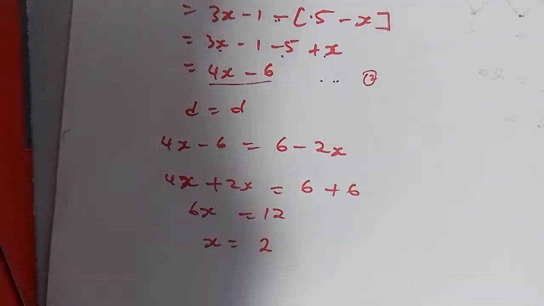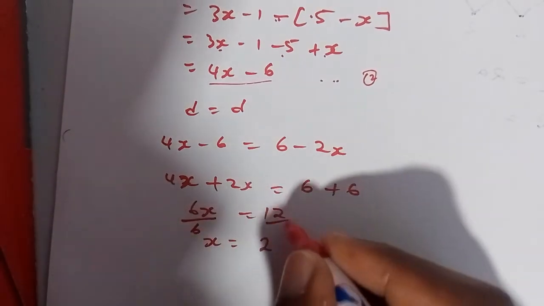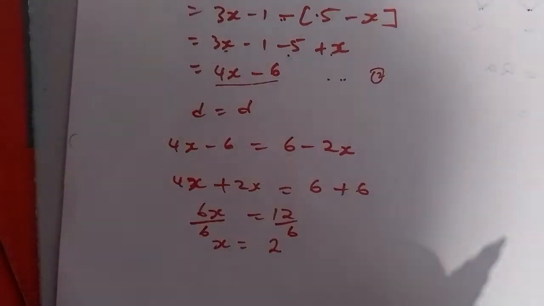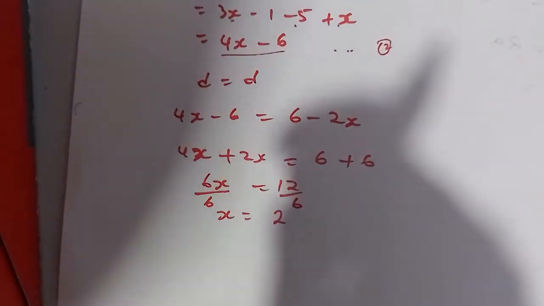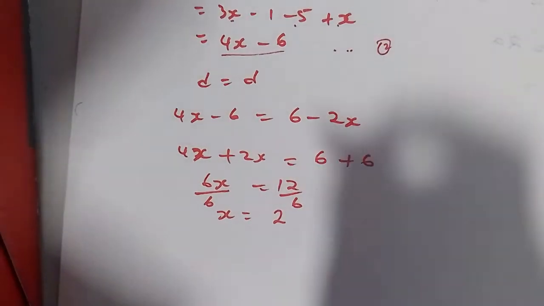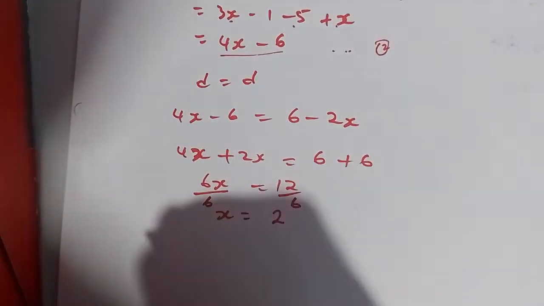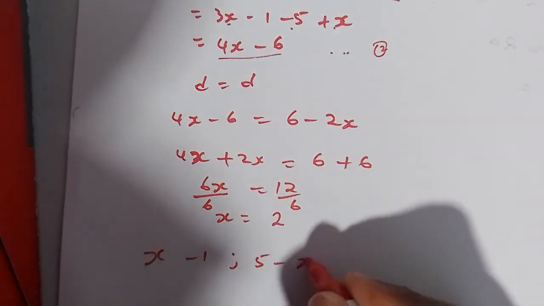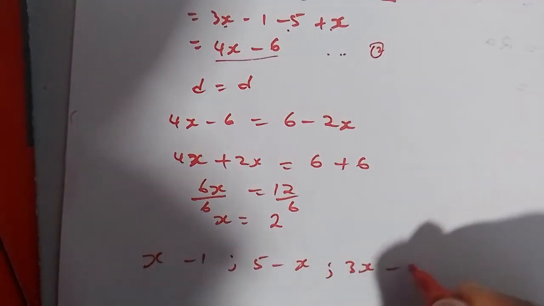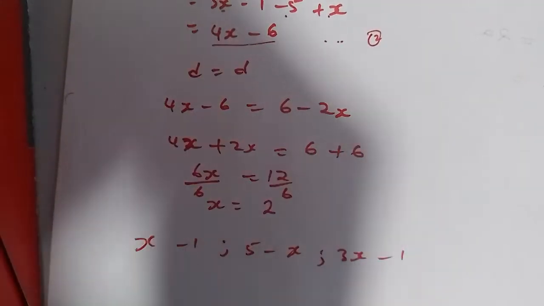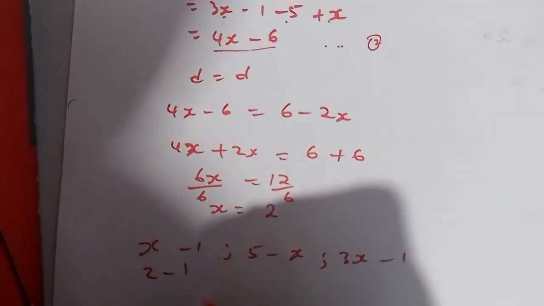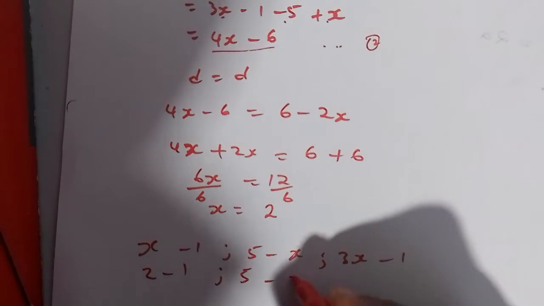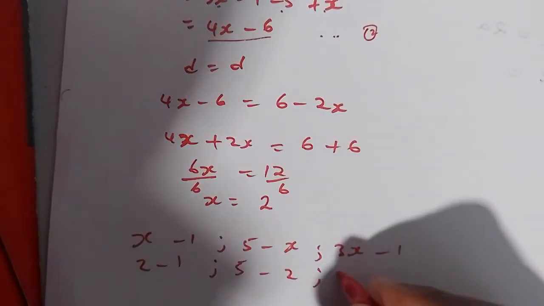When you divide both sides by 6, you're going to have 2, right? Now, since I got the value of x, I can substitute it where? On my equations: x minus 1, 5 minus x, 3x minus 1. I can substitute it here on my pattern. Then I have 2 minus 1, I have 5 minus 2, I have 3 into 2 minus 1.